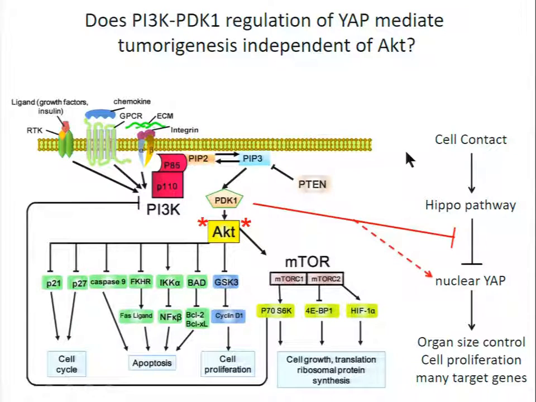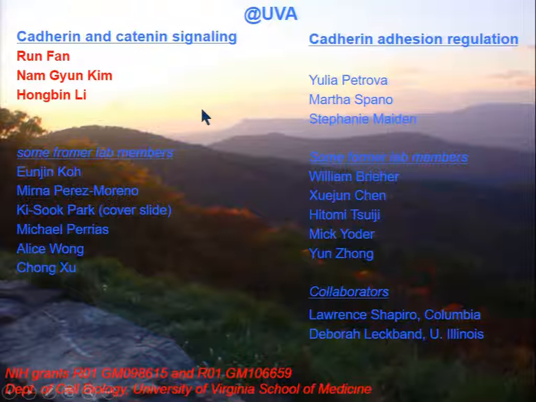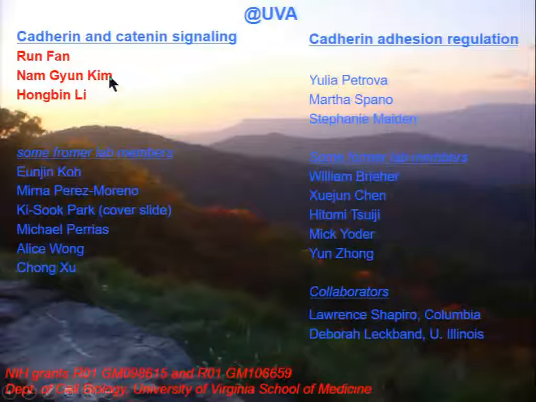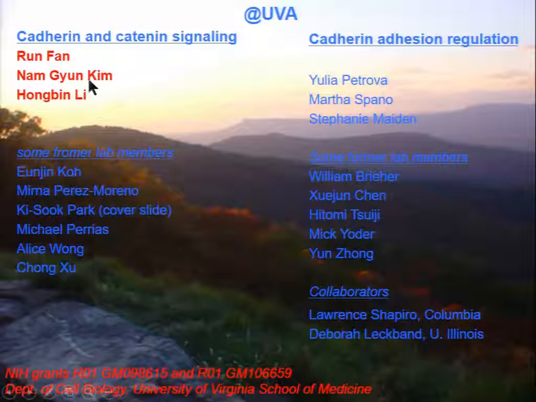So I'd like to thank the people who did the work. A large fraction of it was started and done at the University of Virginia, where I was up until 2 years ago. Run Phan did the work on the PI3 kinase and the Hippo pathway. Nam Kim has done all the work on adherent contact inhibition and regulation of the Hippo pathway and other things I didn't talk about yet. And then Hong Bin Lee did the work on the mammary tumorigenesis.